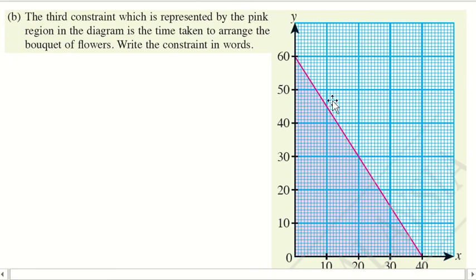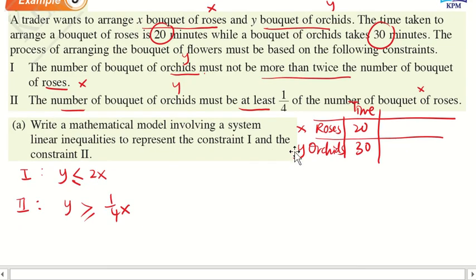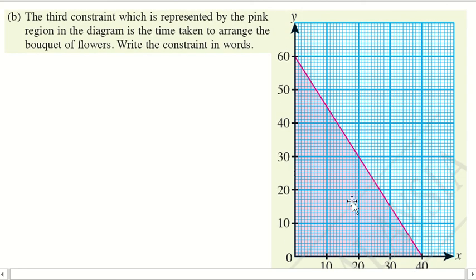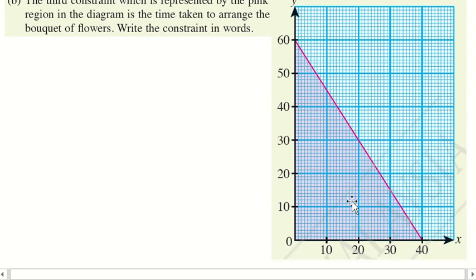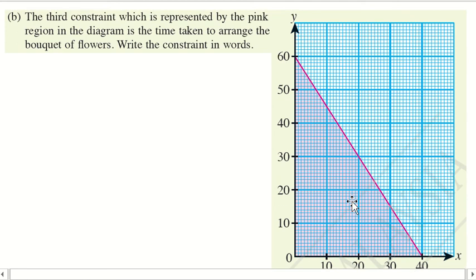So now we go to the second part. You see this, we look at the B. This one is different from example 1. Example 1 gives you the question in sentences, then asks you to write the three inequalities from the situation given. But for this question, the third constraint is given in graph form. It is already provided in the graph. Then it wants you to form the constraint from the graph.